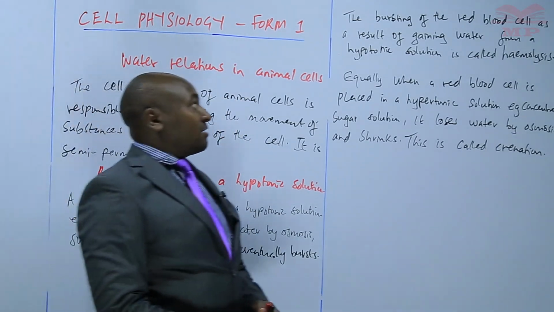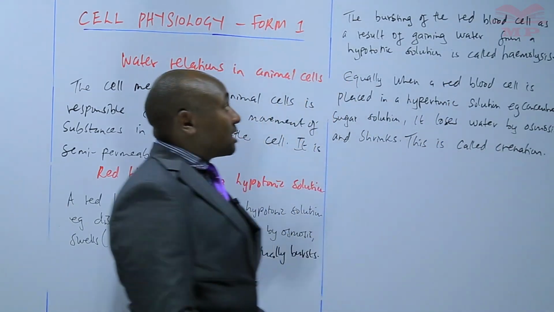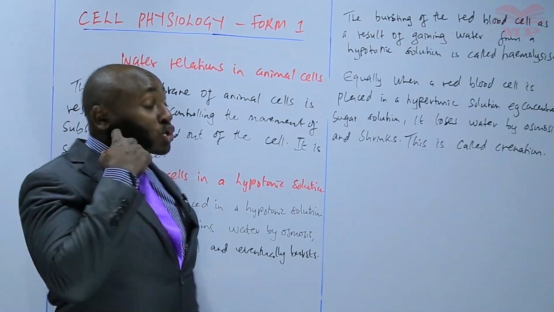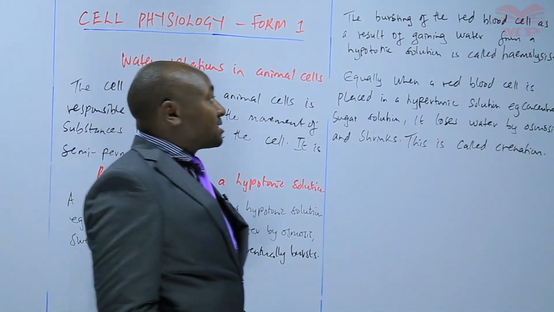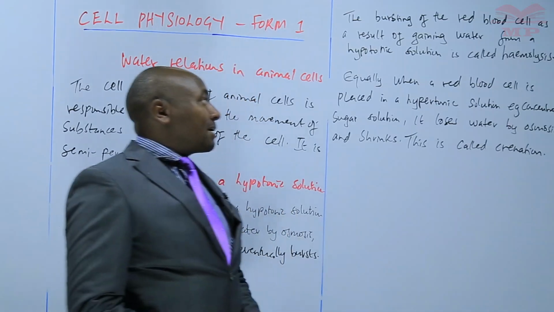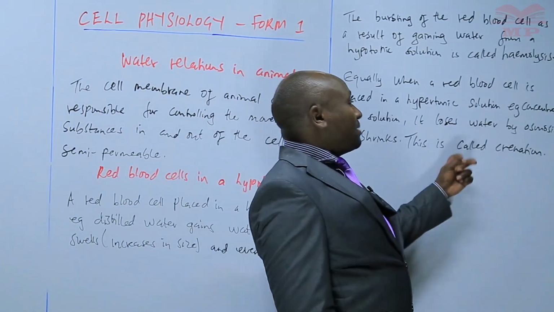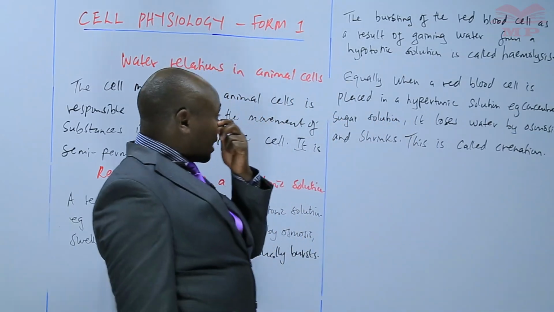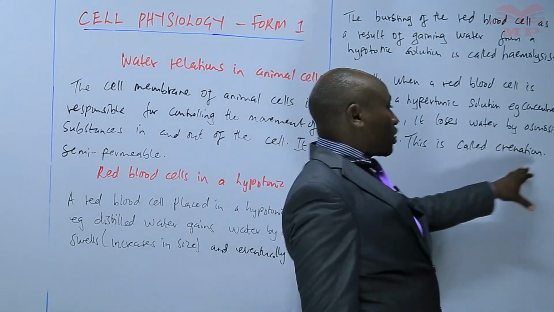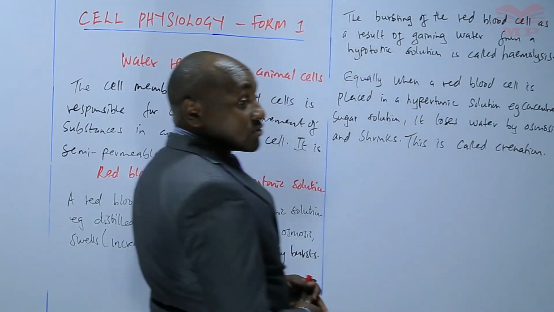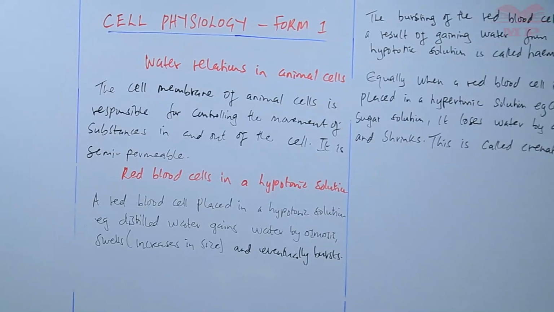So we have hemolysis and crenation. Those are two terms that we use in water relations in animal cells, whereby when the animal cells gain water by osmosis and burst, that is hemolysis. When animal cells lose water by osmosis and shrink, this is called crenation. We are going to illustrate that in form of a diagram.